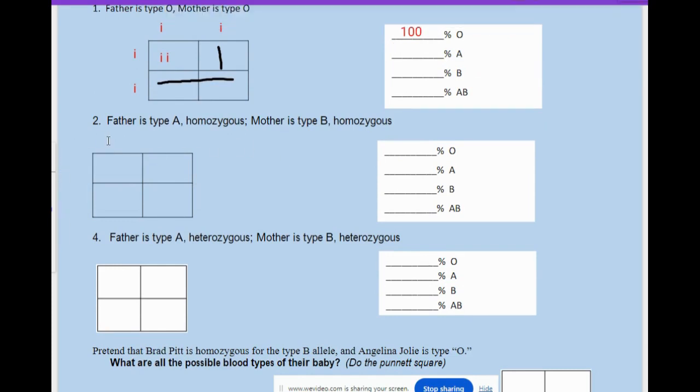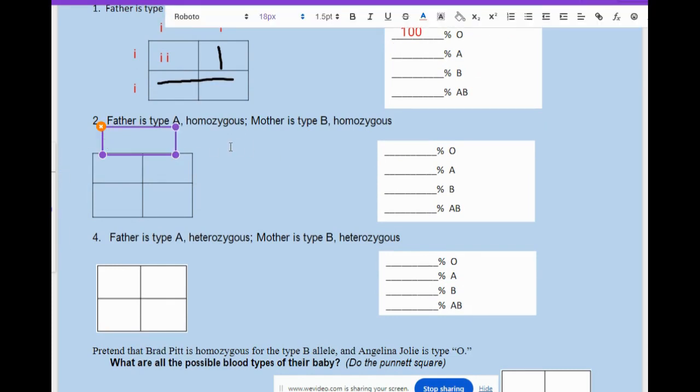Father is homozygous type A. All right, so here we go. What's his genotype? The father, he's got an A allele, big I A. He's homozygous, so it's the same. He's going to have another big I A. Mom over here is homozygous type B. So she's going to have a B allele, big I B, and another B allele, big I B.